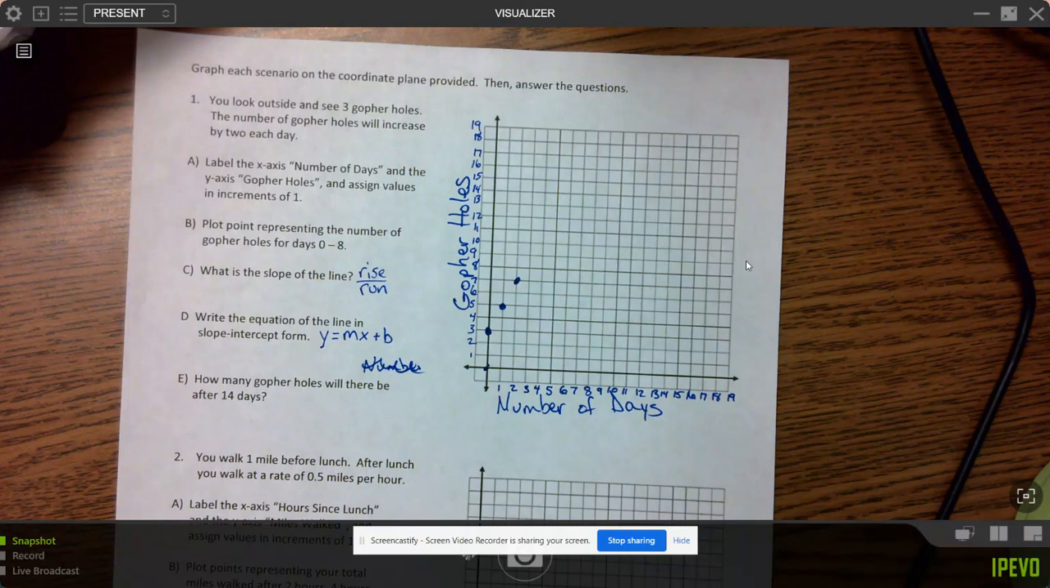Using the information they give you, using that y-intercept form, see if you can plug in the information to get the answer.